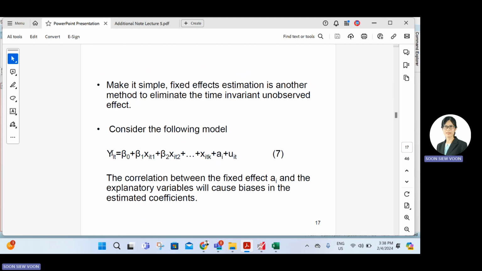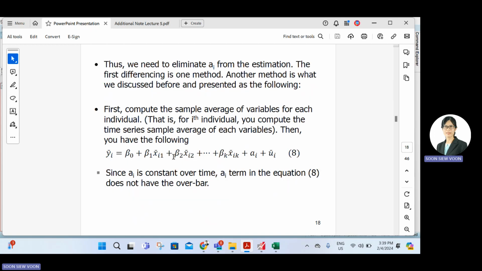Consider the following model. I have my dependent variable and x1, x2 until xk, and a here. The correlation between the fixed effect, the a, and the explanatory variables will cause a bias in the estimate. So we need to eliminate the a from the estimation. The first difference is one method, and another method is what we discussed before, presented as follows.